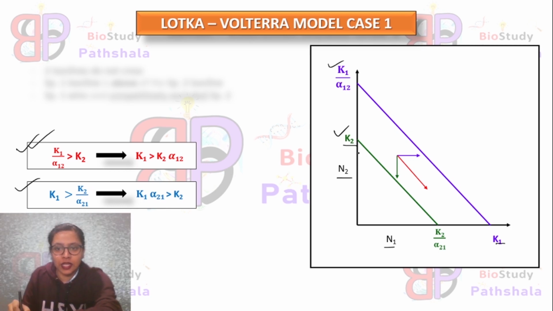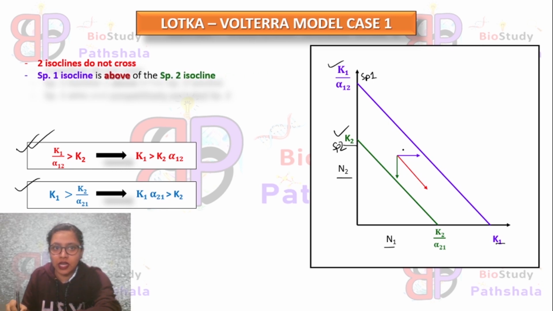Now we will join K2 with K2 divided by alpha 21 and we can get this isocline, and this isocline is for species 2. And if we join K1 divided by alpha 12 with K1, we can get this blue line and it is for species 1 isocline. You can see these two isoclines are not crossing each other. And here the species 1 isocline is above the species 2 isocline.